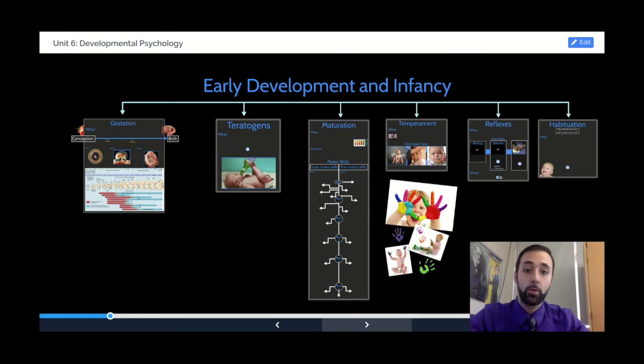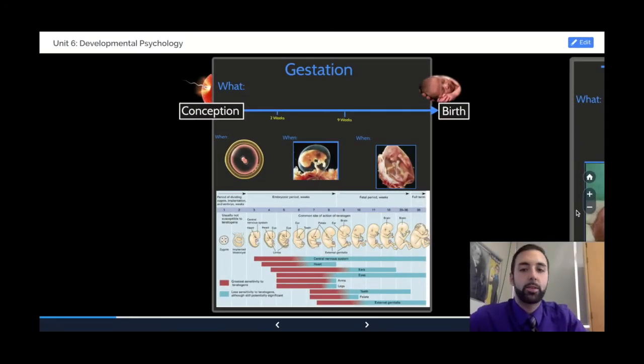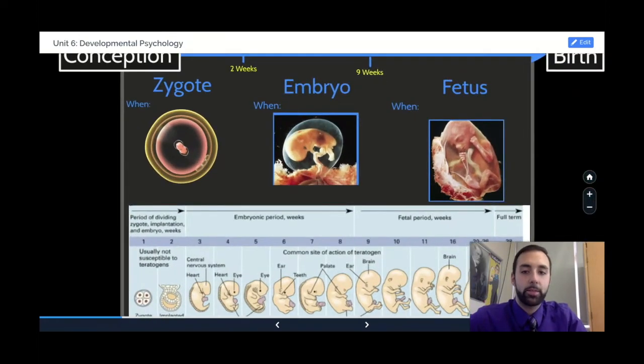We'll start with early development, and then, as I alluded to, transition to infancy, kind of in that middle point where you see the term maturation. We will first begin by talking about gestation, which is the development from conception all the way through birth. This class doesn't focus a lot on this, but nevertheless, we still need to clarify some terminology.